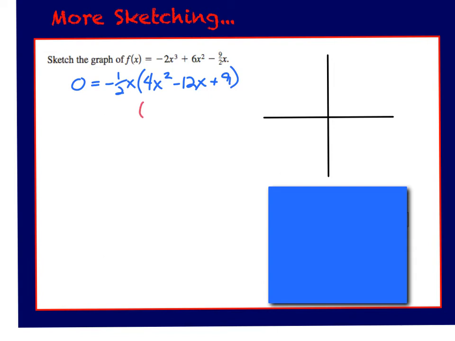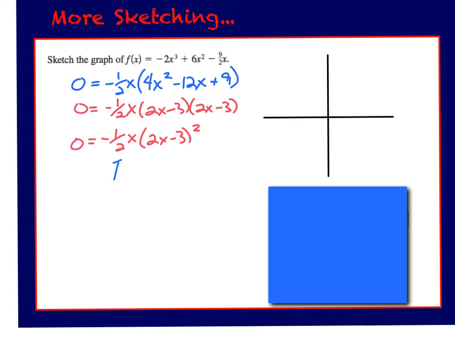So what's it factor to? 2x minus 3 and 2x minus 3. So I could change that to what? 2x minus 3 quantity squared. And so when I set these equal to 0, this part would give me a 0 of 0, 0. True? And then this part would give me a 0 of what? 3/2, comma 0. So if I graph that, I got 0, 0. I got 3/2 right there.